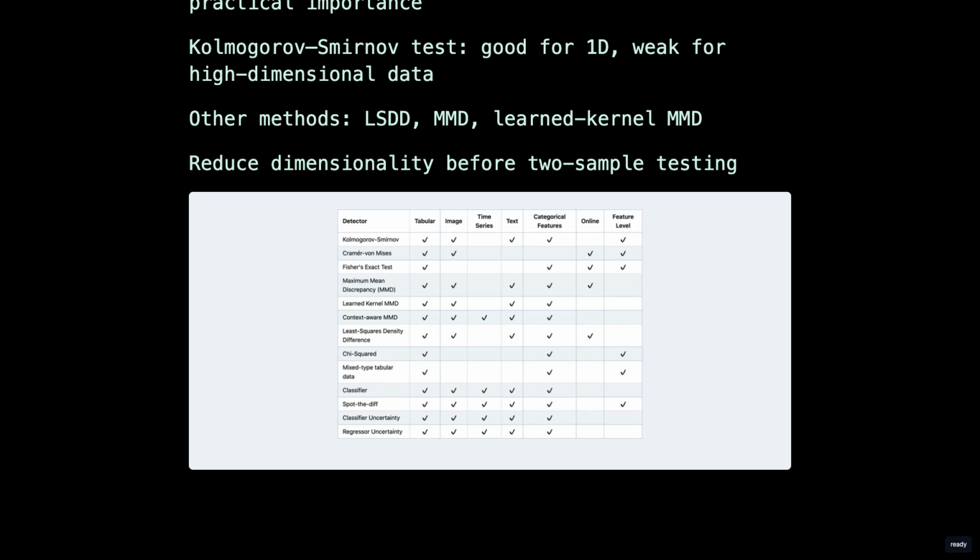The main thing to notice in a library like this is the range of detectors it offers, from simple statistical checks to more advanced methods. That variety matters because no single detector is best for every kind of drift problem.